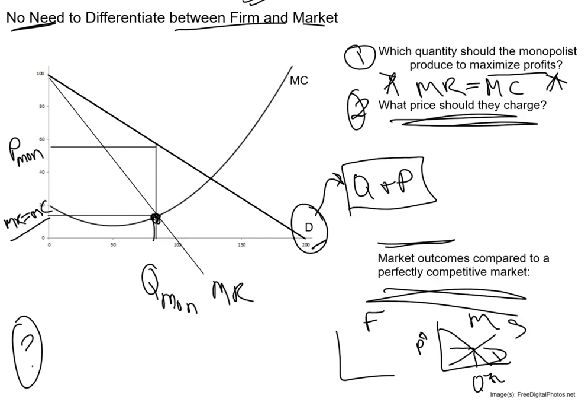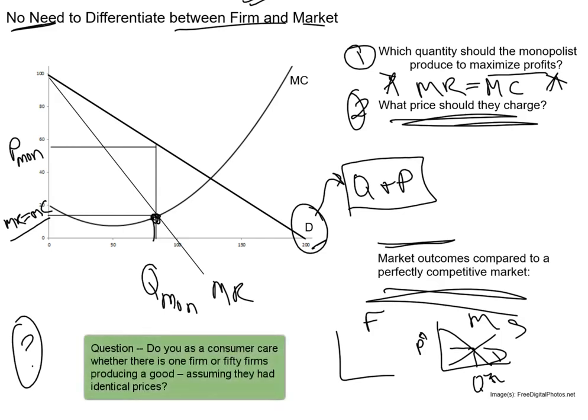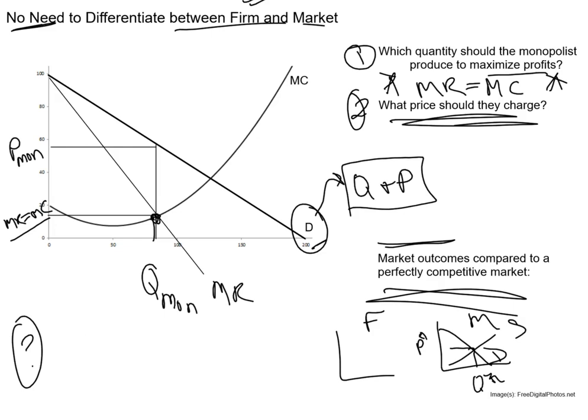Do you as a consumer care whether or not there are many different firms producing an item or whether there is one firm producing an item? And the caveat here is, given the same level of price, right? Given the same price, do you care whether it's one firm or 50 firms that are operating in the market? That's the assumption that we are considering right now, right?